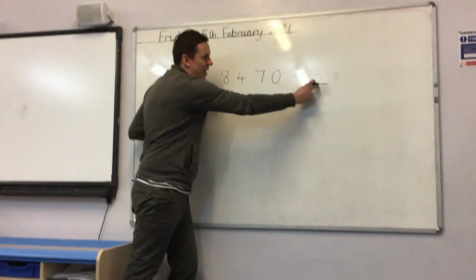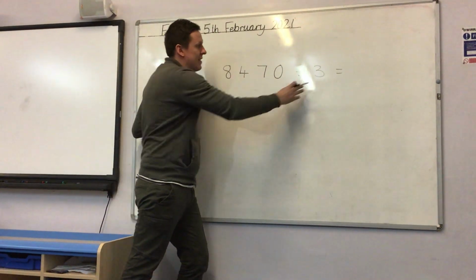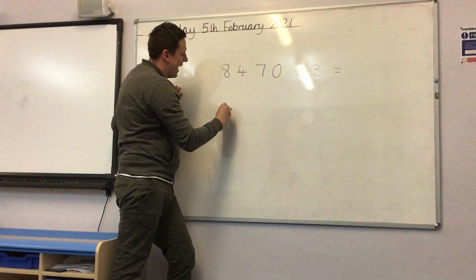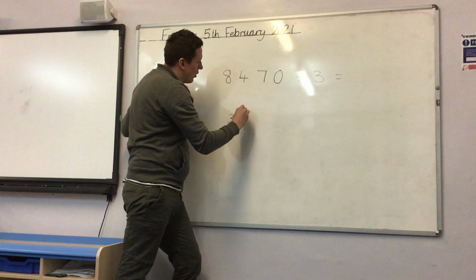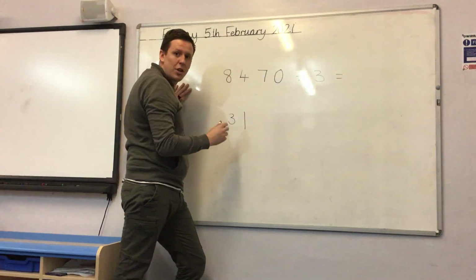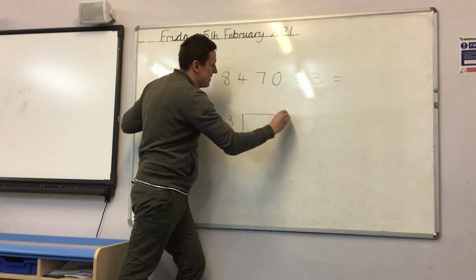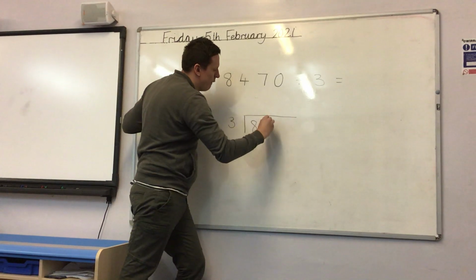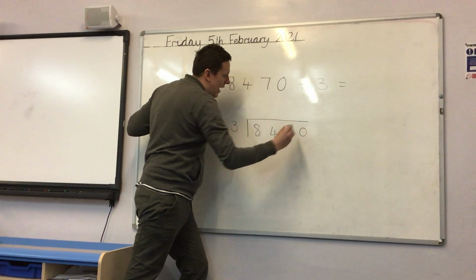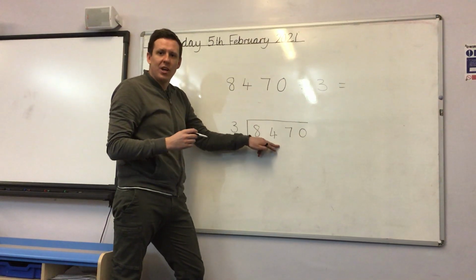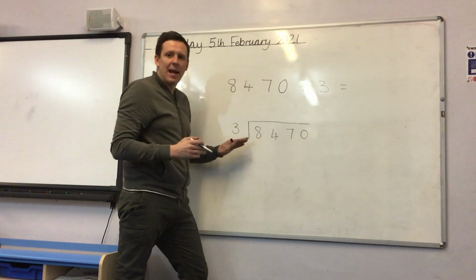So our divisor, that's the number we're dividing by, is 3. That goes on the outside of our bus stop. And on the inside goes our dividend. That's the number that we're dividing. So in this case, 8,470. And then we divide each digit, each column, separately.